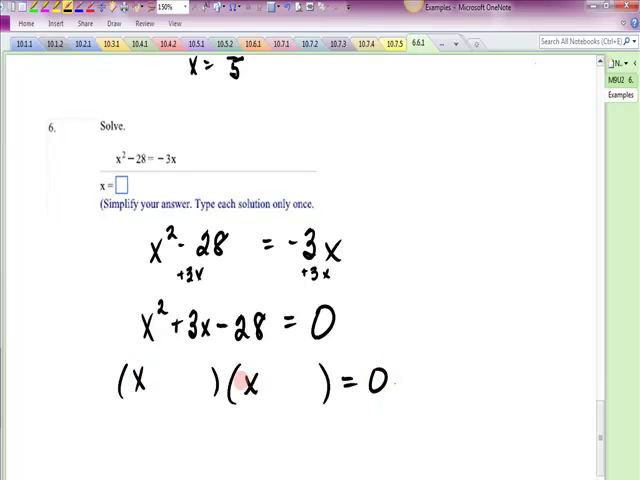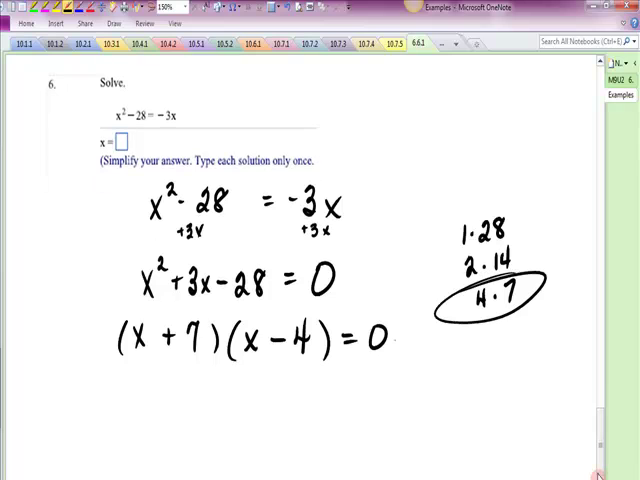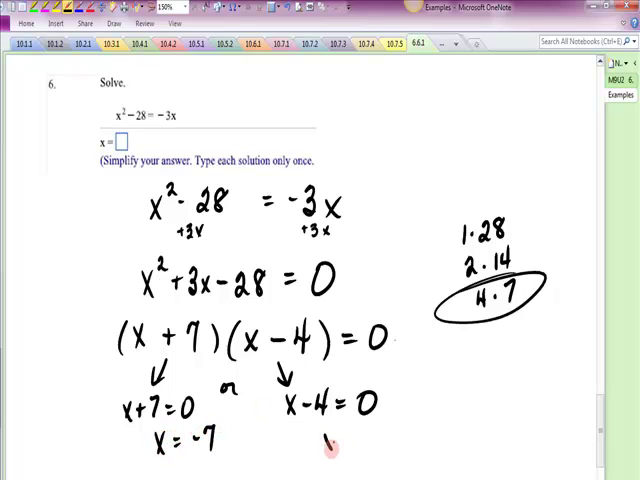I know that I need an x times an x to get an x squared. I need factors of 28. I'm going to have 1 plus and 1 minus to get negative 28. Well, 1 times 28, 2 times 14, 4 times 7, those are my choices. I need to get a difference of 3. 7 and 4. The outer product is negative 4x. The inner product is 7x. That gives me 3x. Now I can use the zero factor property. I have x plus 7 is 0, or x minus 4 is 0. So x is negative 7, or x is positive 4. Those are my two answers.